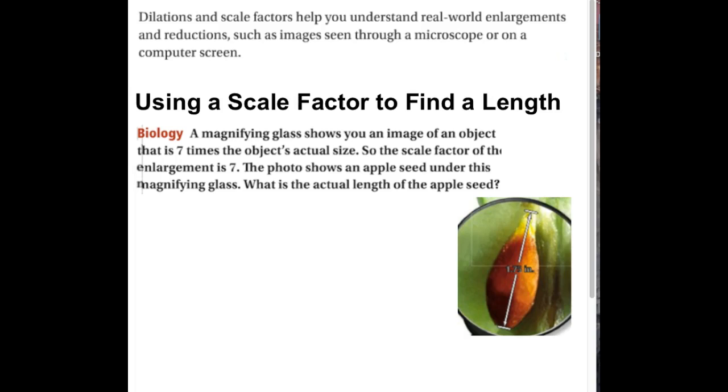So the scale factor of the enlargement is then 7 because it's 7 times bigger than what it was. This photo over here on the right shows an apple seed under the magnifying glass. If you can't read this number right here, this is 1.75 inches. Then what we're going to find out is what is the actual length of the apple seed. You have to be careful. Right now, since we're seeing it under the magnifying glass, this is our image. If we want the actual, we're looking for the pre-image.